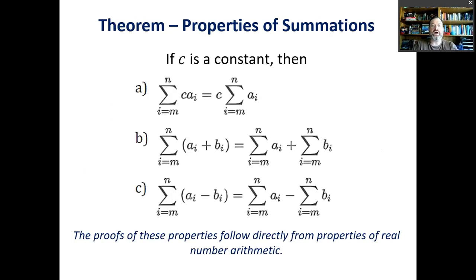All right, let's look at some properties now. So we're going to move forward and just do some problem solving. If c is a constant, then we have these three rules. They're properties of summations, and we're going to use these to do some proofs later and do some homework problems, right? These are properties we're allowed to use.